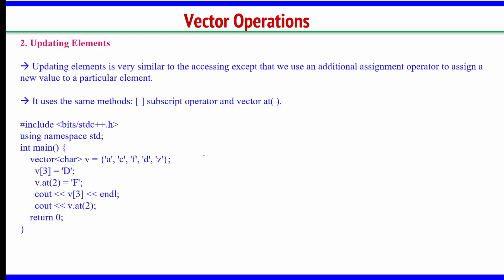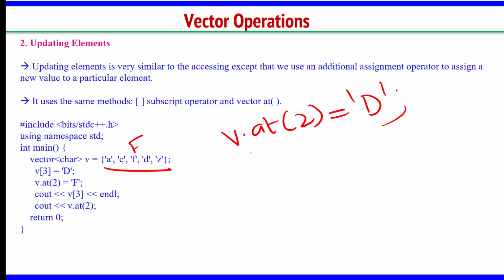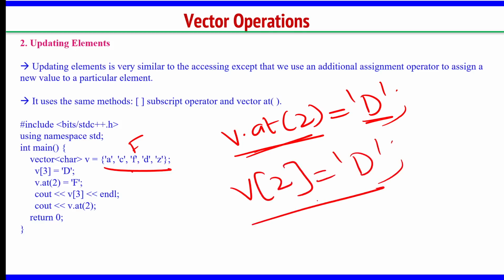Next, updating elements. How do you update elements? If there is a character vector with me already, and I want to change the value of small f to capital F, you can use v dot at of 2 is equal to capital F. This will point to that location, and that location's value gets updated, or else you can even write v of 2 equal to F, same as we do for normal arrays.